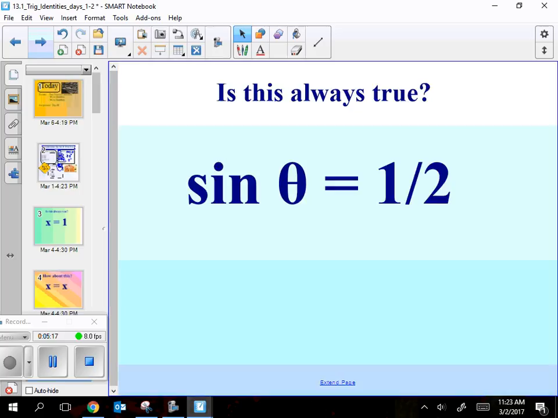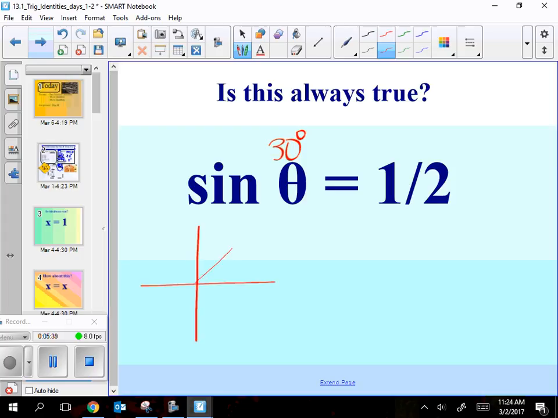No. Is it sometimes true? Yes. All right. Give me an angle where it would be, and I told you to memorize this. Sine of 30. Very good. Also known as pi over 6. So wasn't there another place that sine was equal to a half? Remember how sine equaling a half is, oh, students, take calc. Sine is in 2 spots.